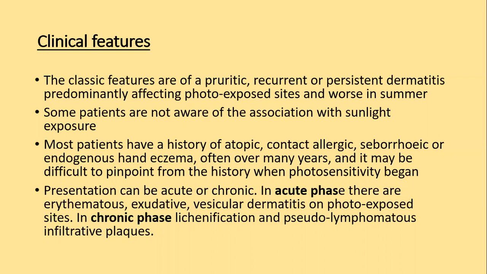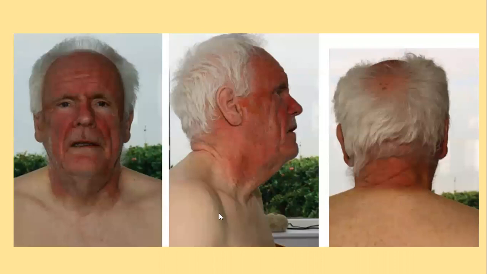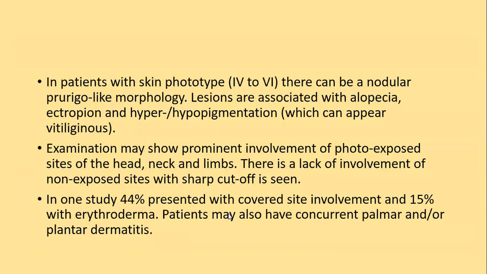Presentation can be acute or chronic. In acute phase, there is eczematous, exudative vesicular dermatitis on photoexposed sites, and in chronic phase, lichenification and pseudolymphomatous infiltrative plaques are seen. So here you can see diffuse erythema on sun-exposed areas, sparing the area under the eyes, and there is diffuse thickening of the skin with slight leonine facies.